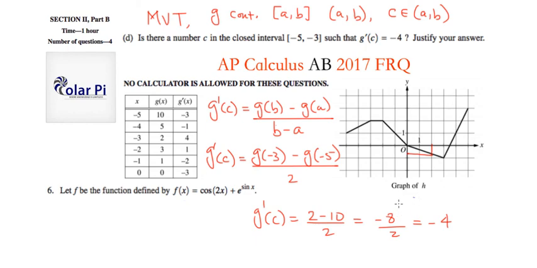The mean value theorem guarantees us that since g is continuous on the closed interval -5 to -3 and differentiable on the open interval (-5, -3), there must be a c inside of the open interval (-5, -3) so that g prime of c is equal to negative 4. Yeah, you don't have to write all that, but I basically summarized all of it for you.